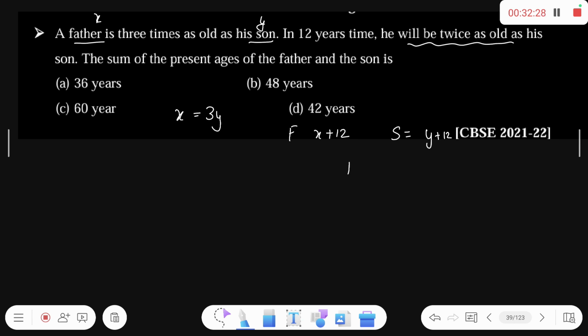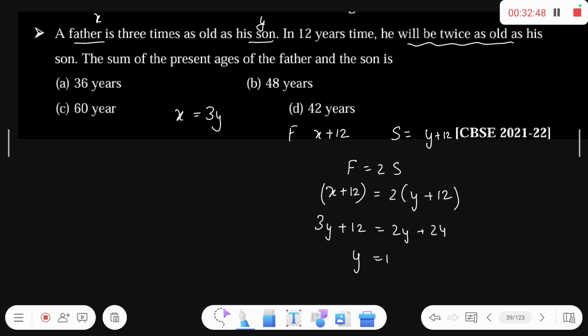Now the condition is, he will be twice as old as his son. Father is twice of his son after 12 years. Put this value, X plus 12 is equal to twice of Y plus 12. On solving the two equations, you will get the value. So 3y plus 12 is equal to 2y plus 24, or y is equal to 12. So son age is 12 and father will be 3 times of it, that means 36 years. Do mention years or rupees with your answer.